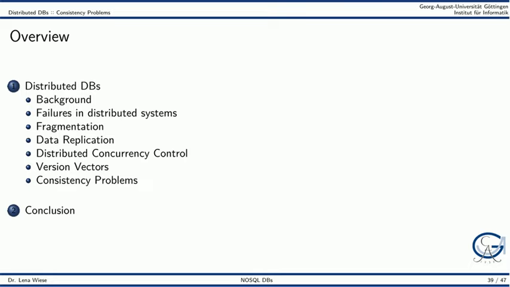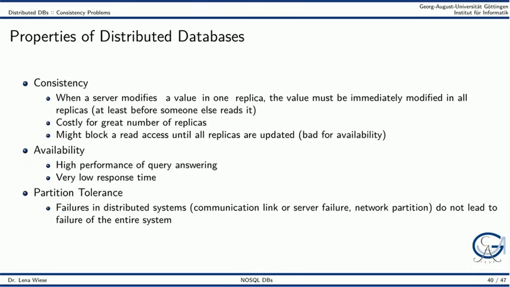As the final topic, we will have a more abstract view on consistency problems. Three general properties of distributed systems are consistency, availability, and partition tolerance. The strongest requirement for consistency is whenever a server modifies a value in one replica, the value must be immediately available in all other replicas. Or at least the value should be updated before any other client accesses it with a read request.